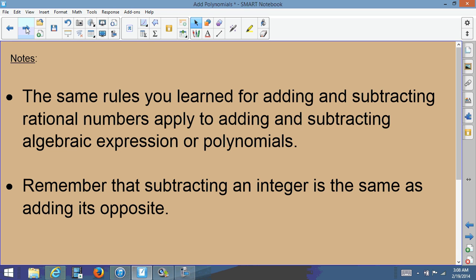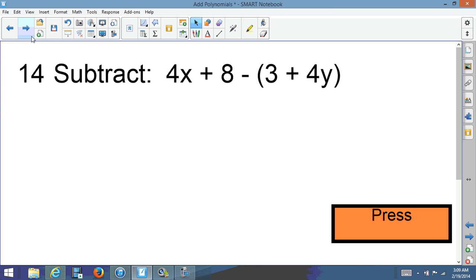So here's some notes you should know. The same rules that you learned in adding and subtracting rational numbers apply to adding and subtracting algebraic expressions or polynomials. Remember that subtracting an integer is the same as adding its opposite. So we're going to do a question on subtraction since we haven't talked about subtraction yet. And I want you to notice we have 4x plus 8 minus this binomial here in parentheses, 3 plus 4y. So we're going to subtract this stuff.